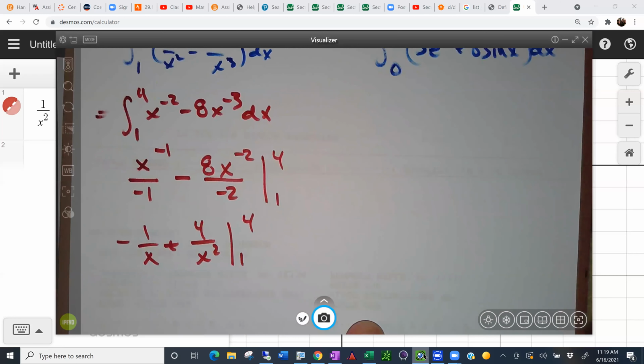Let's plug in our limits. Plug them in at 4 and again at 1. And I'll get negative 1/4 plus 4 over 4 squared, minus negative 1 over 1 plus 4. So let's see. Oh, those will cancel out. That's just going to give me 0, right? Because it's going to be negative 1/4 plus 1/4, so that's going to be 0.